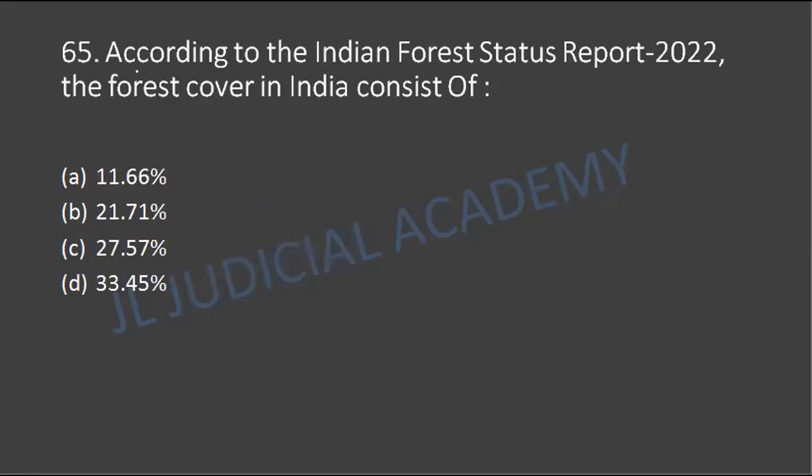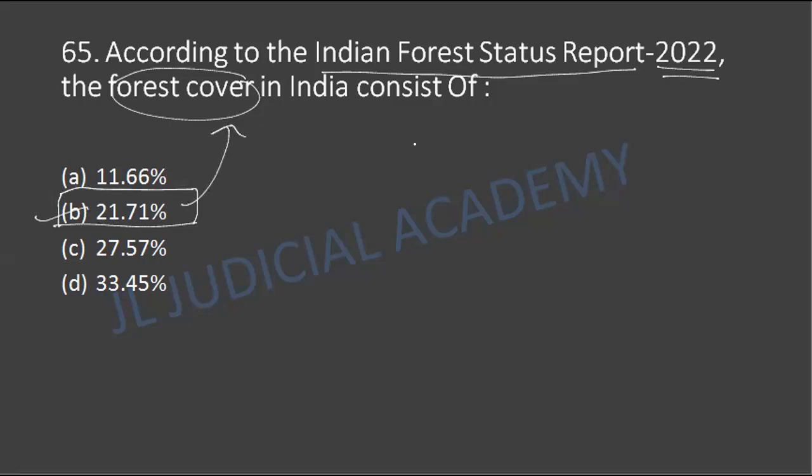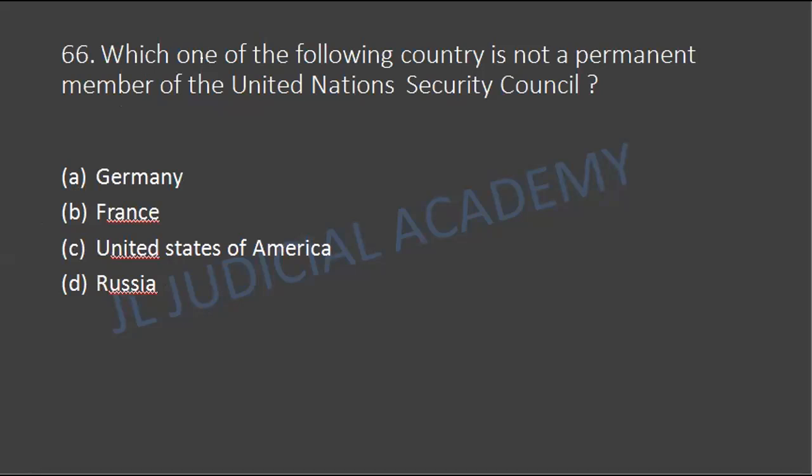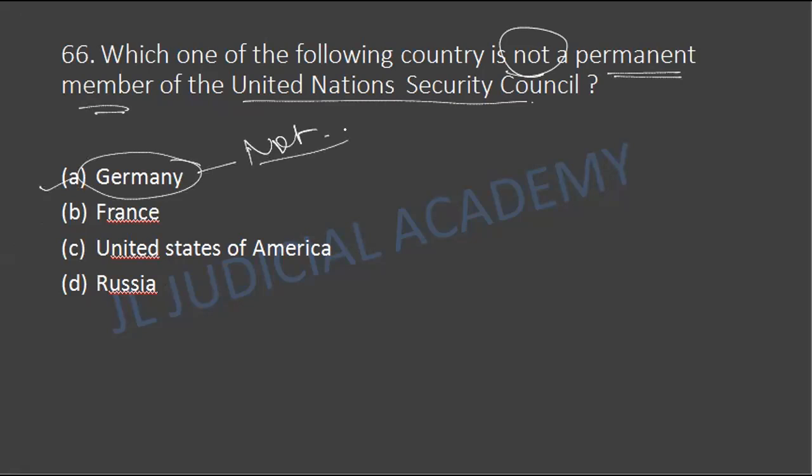Next, according to the Indian Forest Status Report 2022, how much forest cover is there in India? 21.71%. Next, which of the following countries is not a permanent member of the United Nations Security Council? The answer is A, Germany. Germany is not a permanent member of the UNSC.